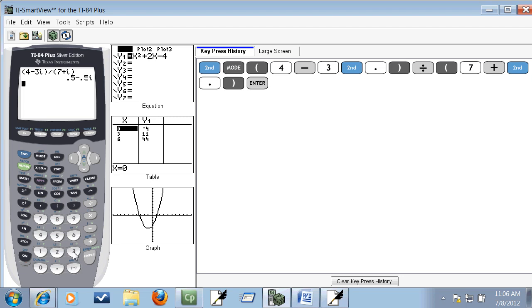Now in your calculator, whenever you get decimals, you can always change decimals to fractions by doing math, enter, enter. So I'll press math, enter, enter. And we get our 1 half minus 1 half i, which is our answer.